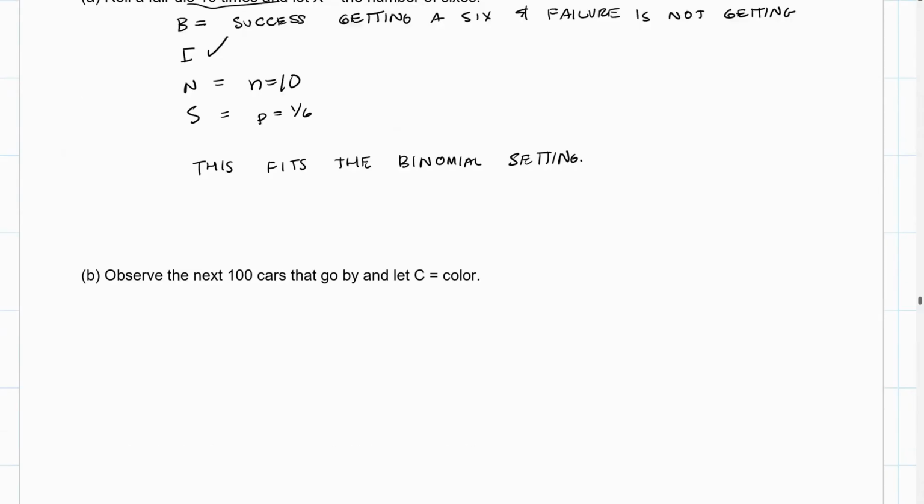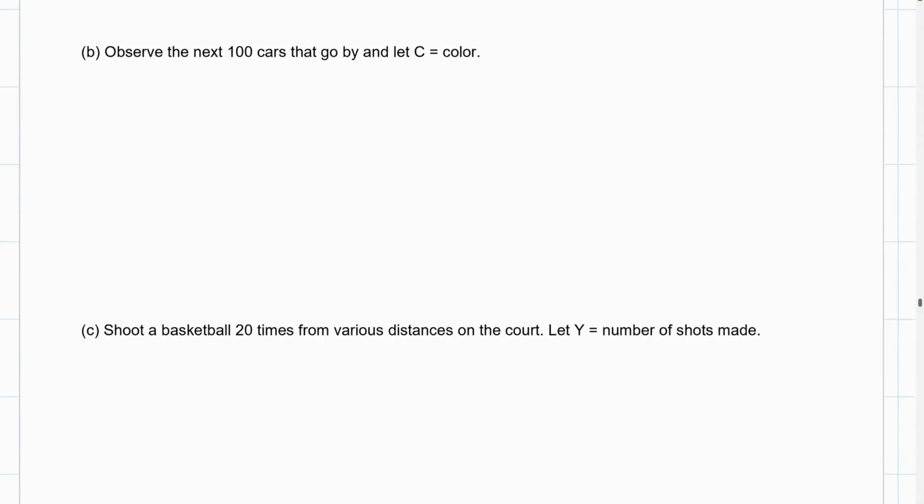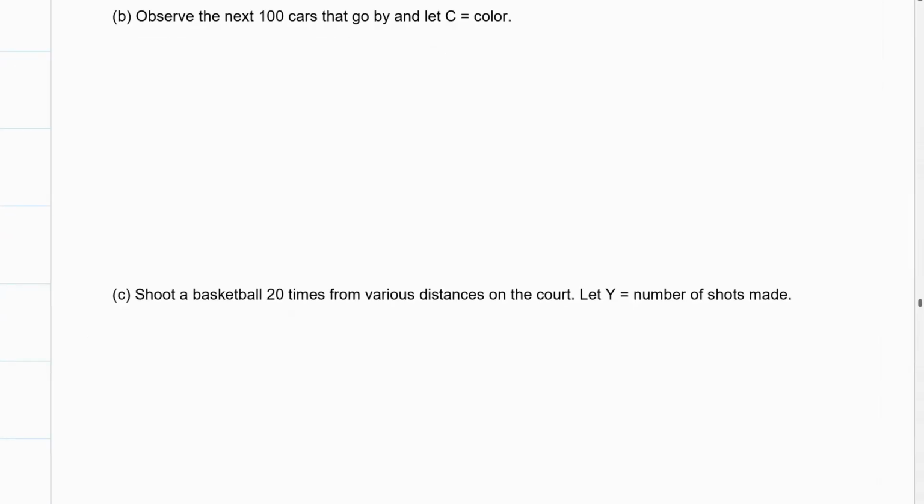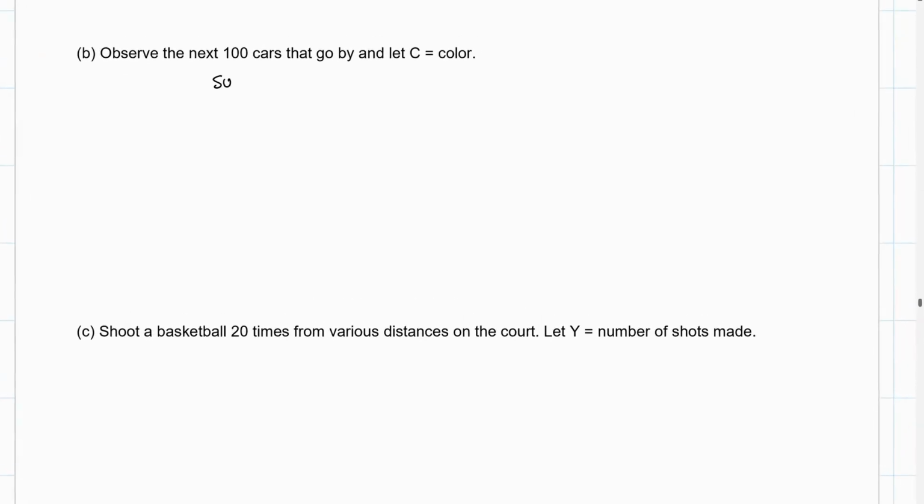Okay. Observe the next 100 cars that go by and let C, the random variable, be the color. Do we have success or failure here? So are we binary? I don't know what success is in this case. In the moment we fail one of the criteria, then the answer is no, this is not binomial.